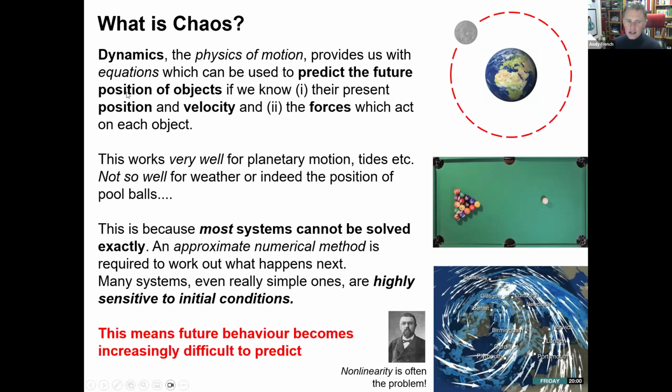But how do we do this? Basically, if we know the position of an object and we know its velocity, its momentum, and if we know the forces on that object, we can predict the future. That's Newton's second law: mass times acceleration is the vector sum of forces. And if we know acceleration, we can integrate to make velocity and integrate to make position.